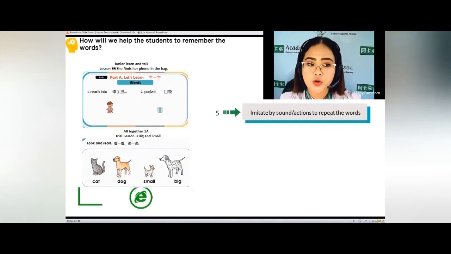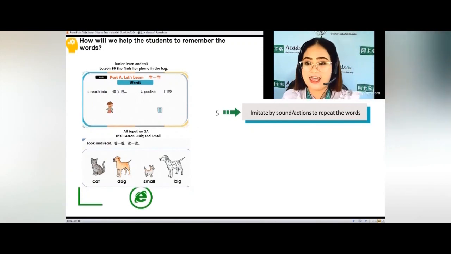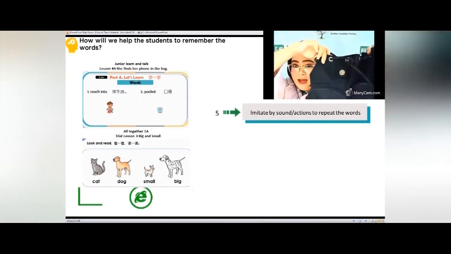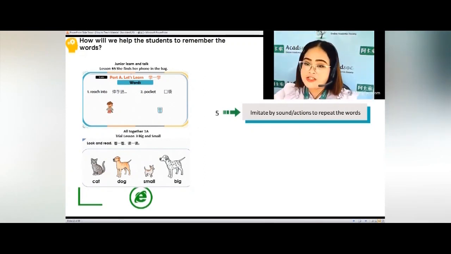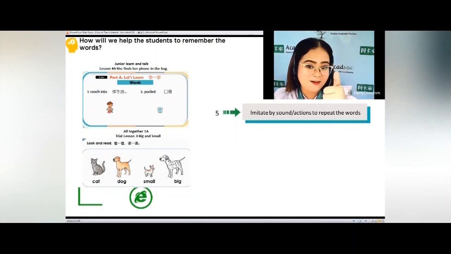And you could also use actions. Now say for example, I'm going to get a bag. Here's my bag. I'm going to reach into my bag. I'm going to get something. So here it is. This is a red apple. Like that, okay? So you try to do the action, reach into, so that the student could see what reach into is. Therefore, they could link it and they could remember it easily, okay?